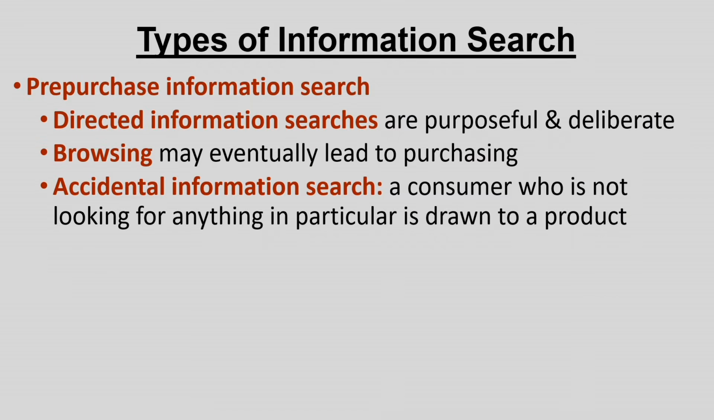Now there are several types of information search. The first kind of search is called the pre-purchase information search. In the pre-purchase information search, we search for information before the actual purchase, and there are three or four types, such as directed information search, which is purposeful and deliberate. Generally most pre-purchase search starts immediately after the need recognition, but before making the alternative evaluation and choice, and before buying the product. So one way of doing the pre-purchase search is something called directed information search.